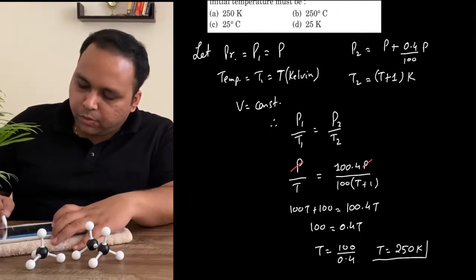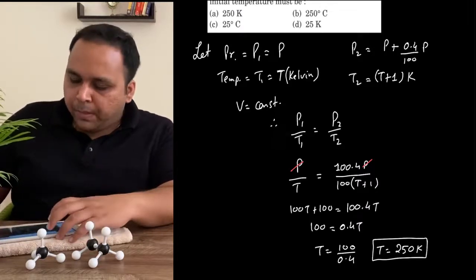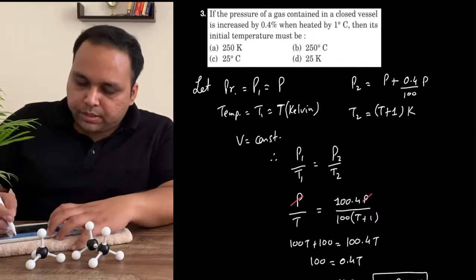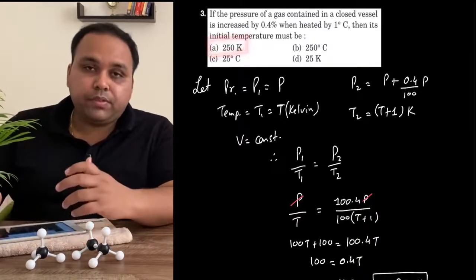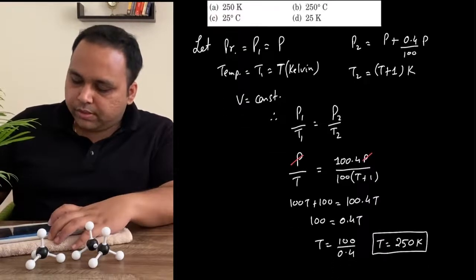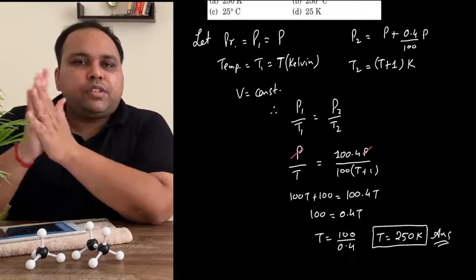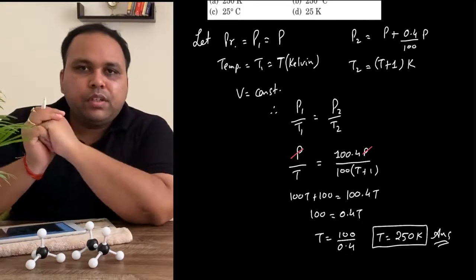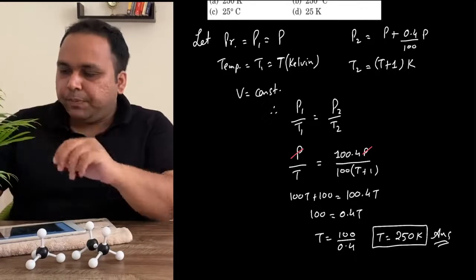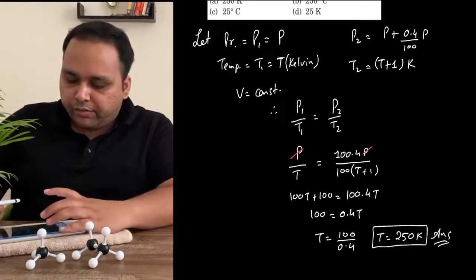So let's see if the option matches in Kelvin, or else we'll convert it into degree Celsius. So looking at the question, we get A as the correct answer, 250 Kelvin, because we had options in Kelvin. So your answer is 250 Kelvin. Because the volume was constant, we used P1 by T1 is equal to P2 by T2, and thus we reached our answer. Now there are two more questions that we would like to do before we end our video.